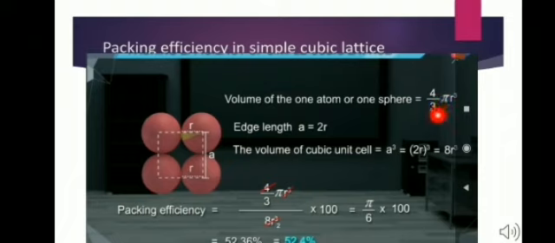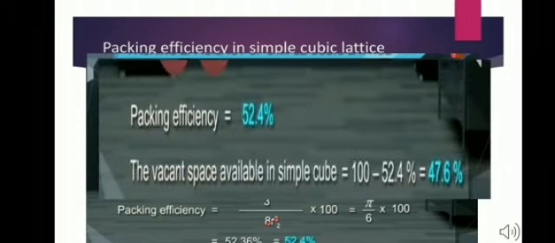You know what is packing efficiency? It is the volume occupied by the particles in the unit cell upon the total volume of the unit cell into 100. Now packing efficiency equals 4 by 3 pi r cube upon 8r cube into 100. On solving further, we will get pi by 6 into 100. This will come out to be 52.36 or 52.4. Now this 52.4 is the packing efficiency.